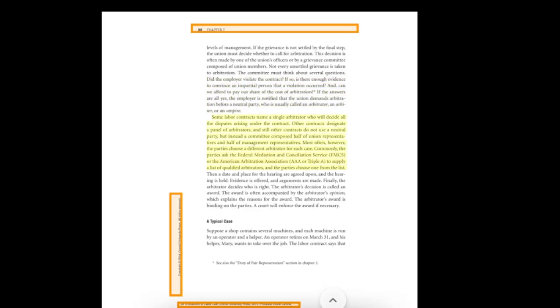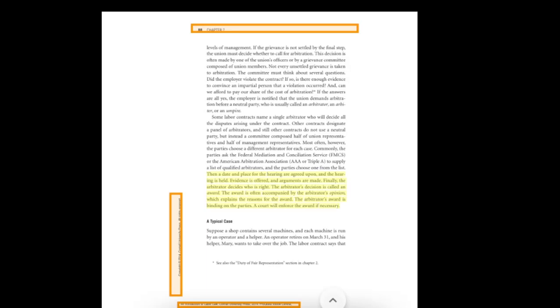Some labor contracts name a single arbitrator who will decide all the disputes arising under the contract. Other contracts designate a panel of arbitrators, and still other contracts do not use a neutral party, but instead a committee composed half of union representatives and half of management representatives. Most often, however, the parties choose a different arbitrator for each case. Commonly, the parties ask the Federal Mediation and Conciliation Service, FMCS, or the American Arbitration Association, AAA, to supply a list of qualified arbitrators, and the parties choose one from the list. Then a date and place for the hearing are agreed upon, and the hearing is held.